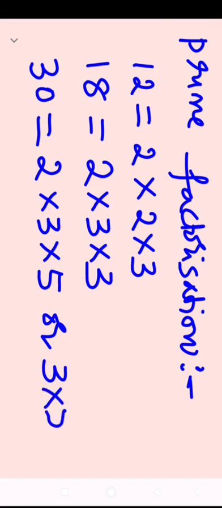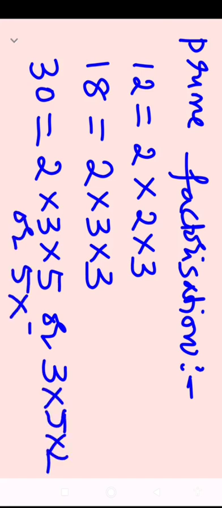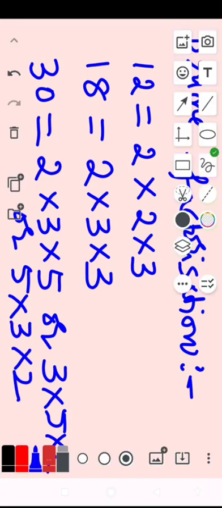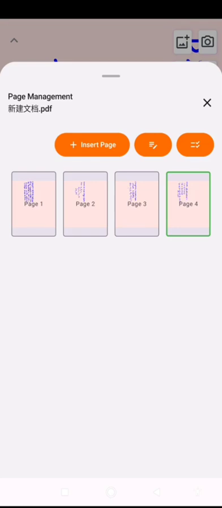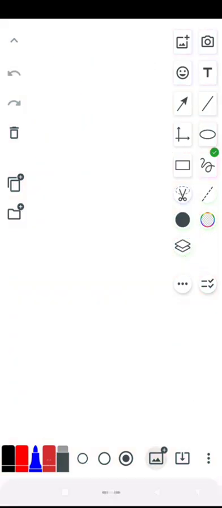Or we can change the order: 3 times 5, 15, 15 times 2, 30. Or 5 times 3, 15, 15 times 2, 30. Here order is not important; you will get the same prime numbers however you factorize.